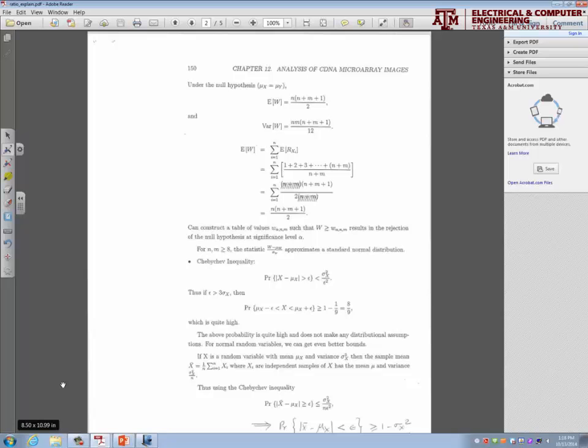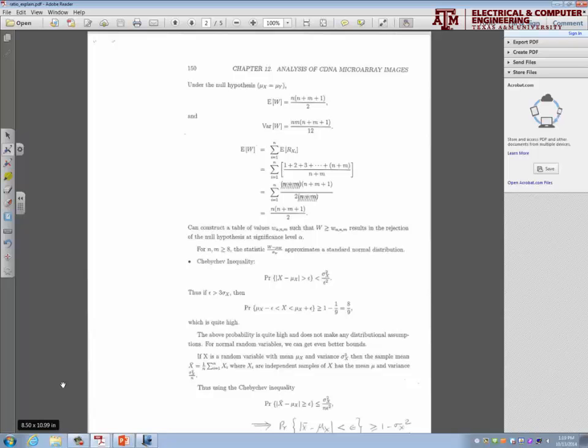So the result is that the probability that the sample mean will lie within a distance epsilon of the actual population mean can be made as close to 1 as desired, just by cranking up n, if you have a large enough sample size. Now, the way you do the hypothesis testing is that the sample mean x bar should lie between mu x minus epsilon and mu x plus epsilon with a certain probability, and this probability will approach 1.